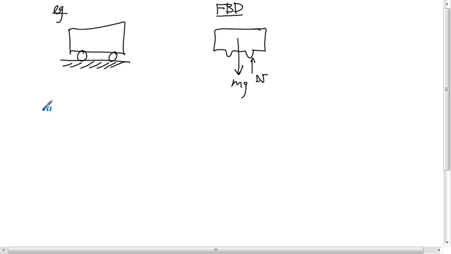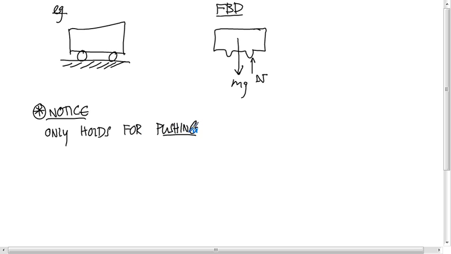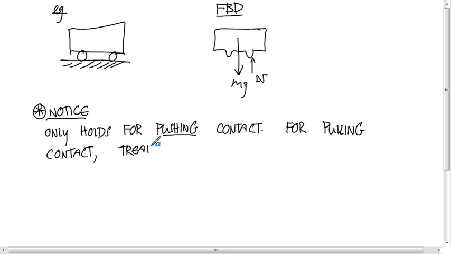I do want you to notice one thing about this. This only holds for pushing contact. For pulling contact, treat the two objects as if they're connected by a small cable. Okay.